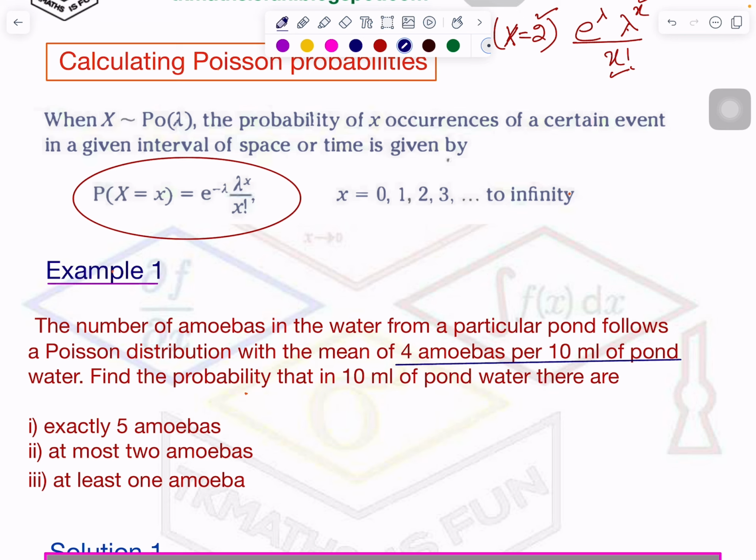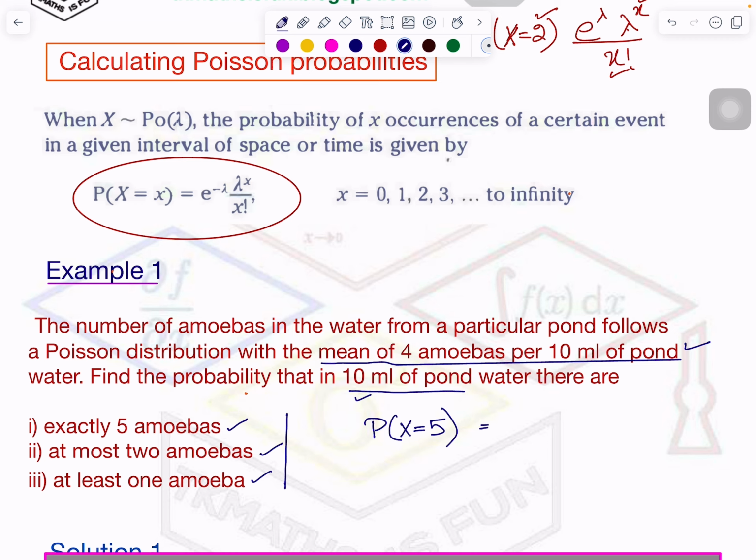Find the probability that in 10 ml of pond water, there are exactly 5 amoebas, at most 2 amoebas, at least 1 amoeba. Now, in the question, the mean is given for 10 ml. And in the question, probability is asked for the same 10 ml. So when the amount is the same or time is the same in the question, then your mean remains the same, right? So when it is saying exactly 5, it means I will find out probability of x equals 5. This is what I have to find out.